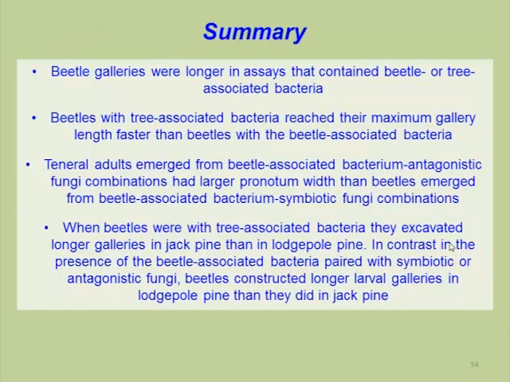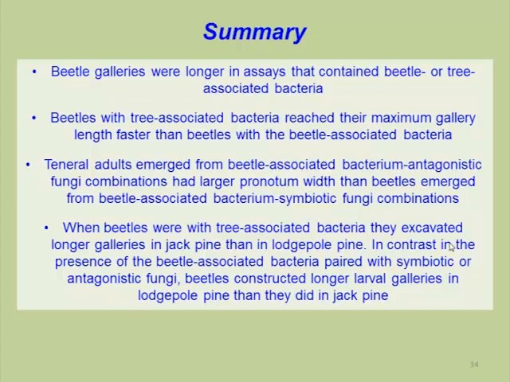First, beetle galleries were longer in assays that contained beetle or tree-associated bacteria. That's really important. Those bacteria are helping the beetle in some way. And beetles with tree-associated bacteria reached their maximum gallery length faster than the beetles with beetle-associated bacteria. This is not what we expected. We expected that beetles associated with the beetle-associated bacteria would do a good job, but they did not.